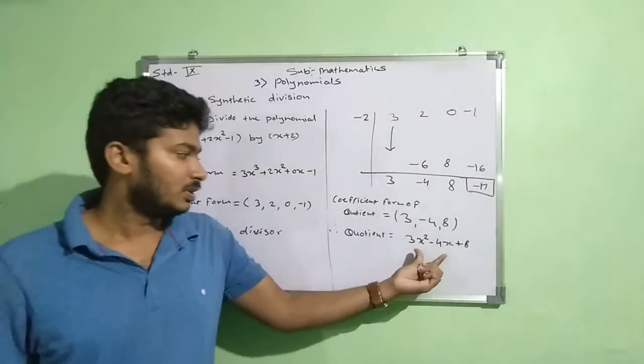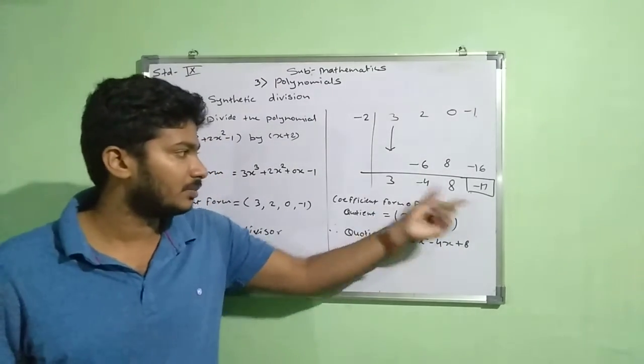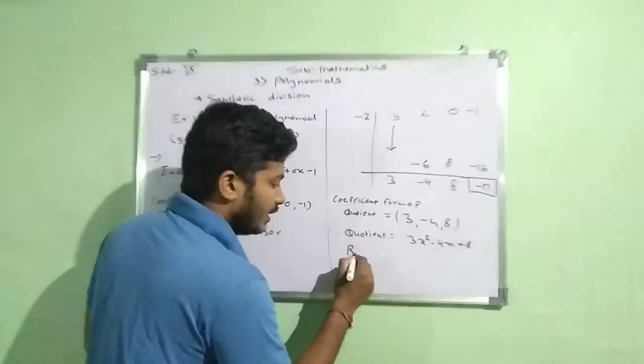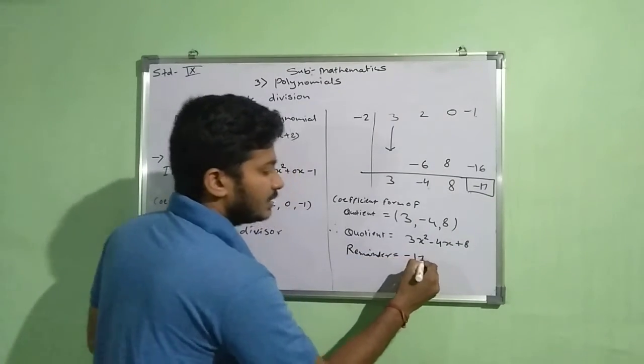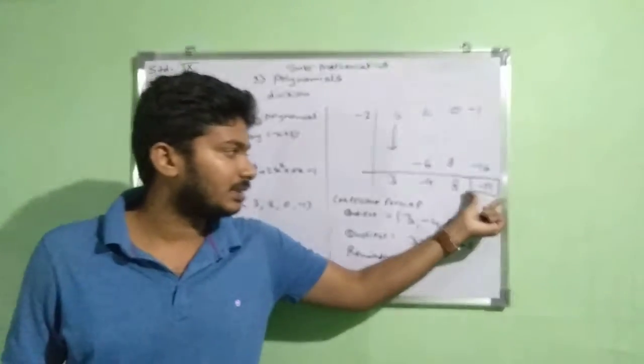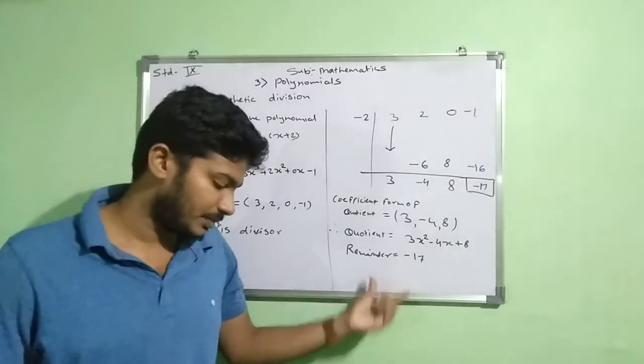Okay. So that 3x square minus 4x plus 8 is the quotient, and that minus 17 is the remainder. That minus 17, the last term, is always considered the remainder in this synthetic division method.